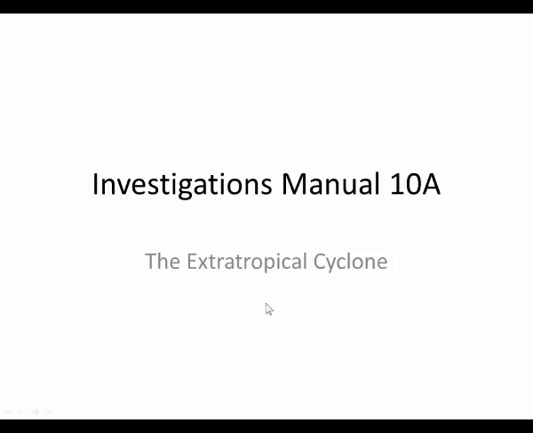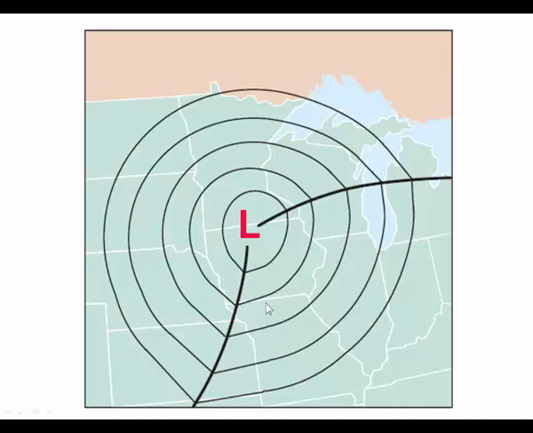Next part of the lecture involves just introducing the two topics for your next homework assignment, extratropical cyclone and exercise 10A of your investigations manual. First thing they have you doing in the introduction is taking a typical low pressure system with the associated frontal boundaries and sort of filling in the missing information.